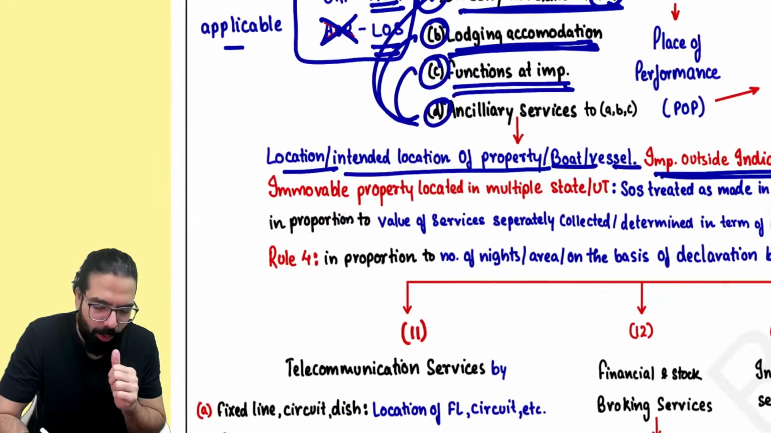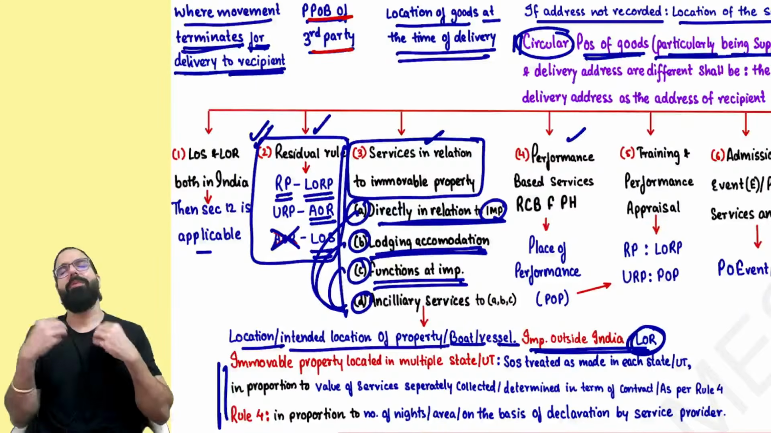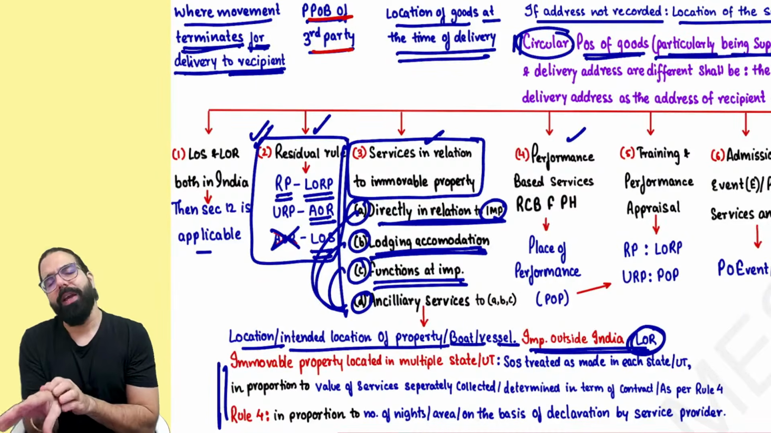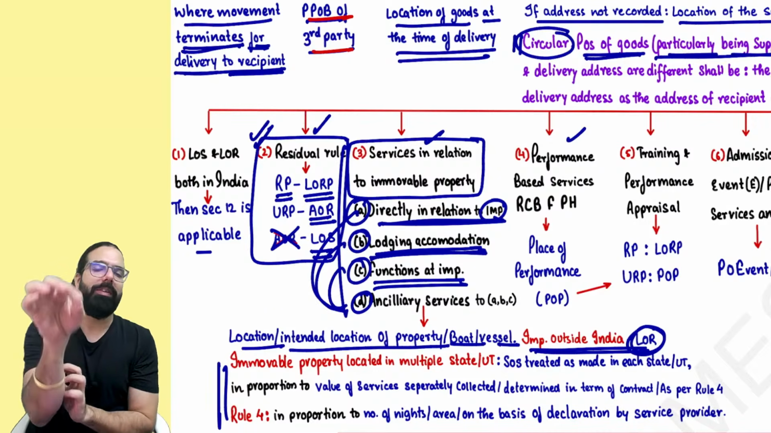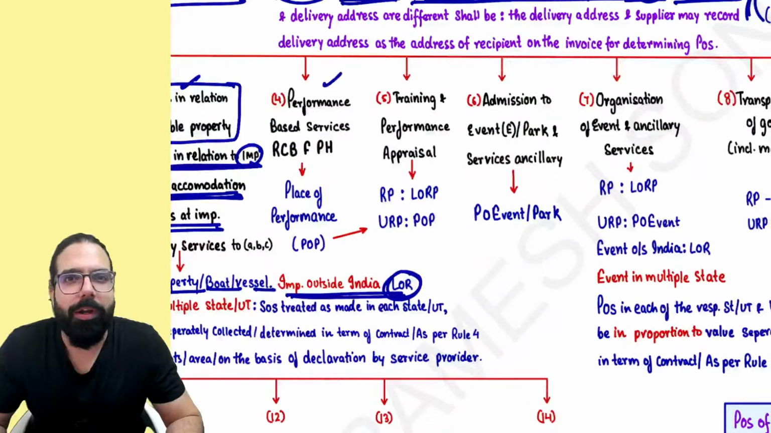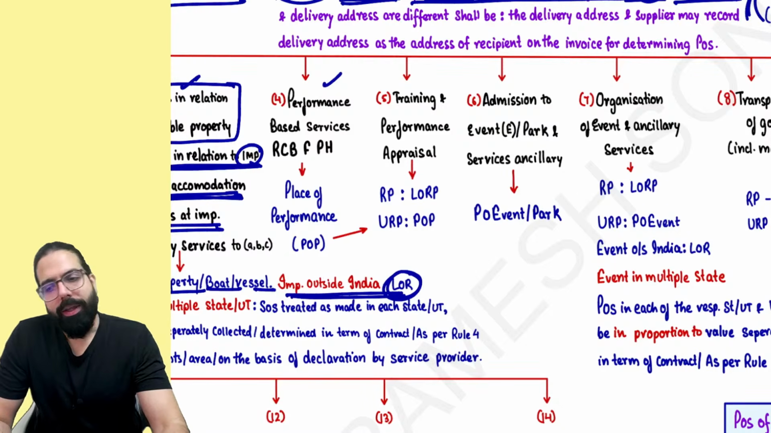All other things are okay, nothing very important. But the most important part is, if I am giving services in relation to an immovable property, the place of supply is where the immovable property is. If the immovable property is outside India, then you have to take the recipient location as the place of supply. Is my point clear to all of you, everyone? Quickly tell me. Yes, sir, this point is clear.